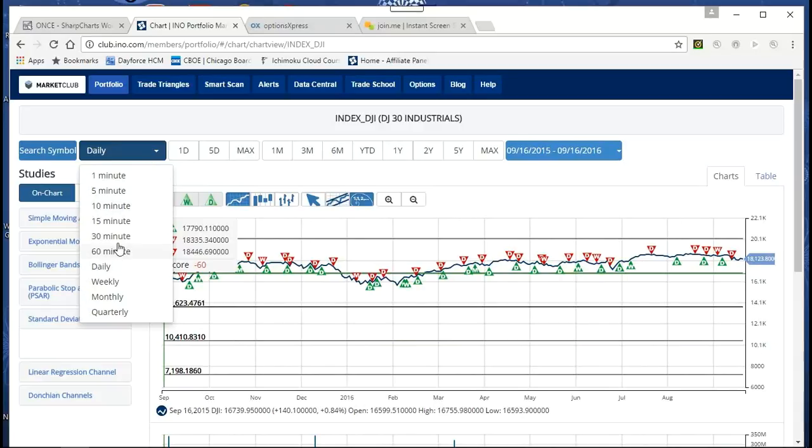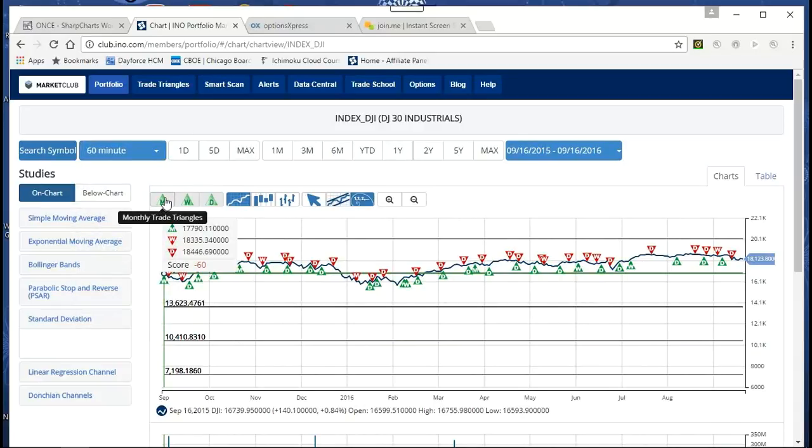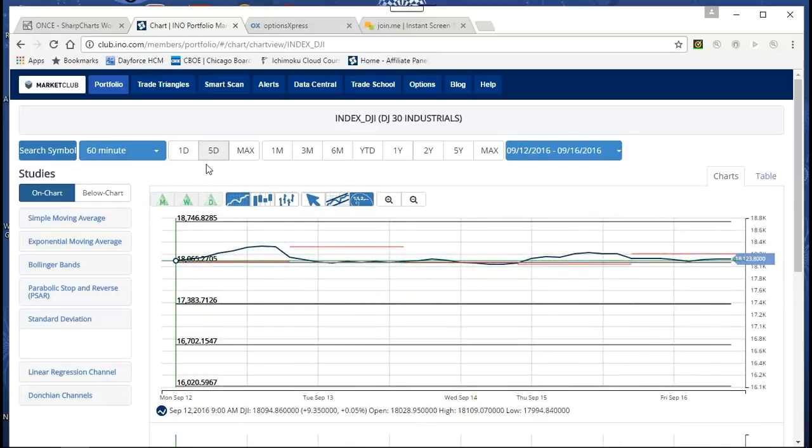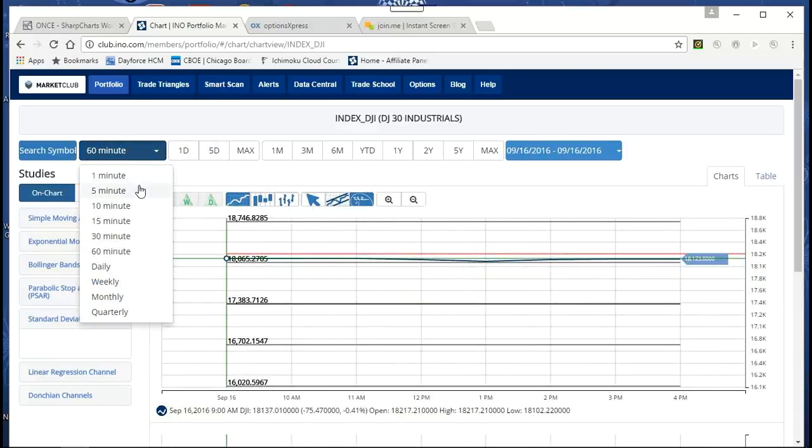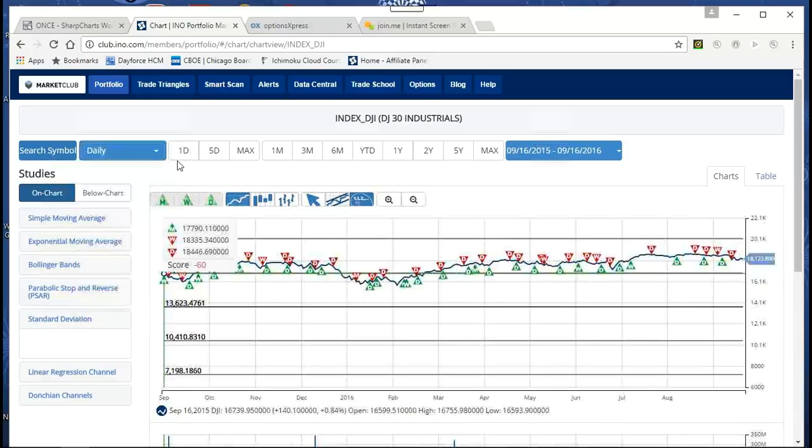And you can even break it down if you want to look at an hour chart. You can do that as well on a 5-day time frame. Okay, but when you want to actually look at the triangles, you want to use the daily. All right.